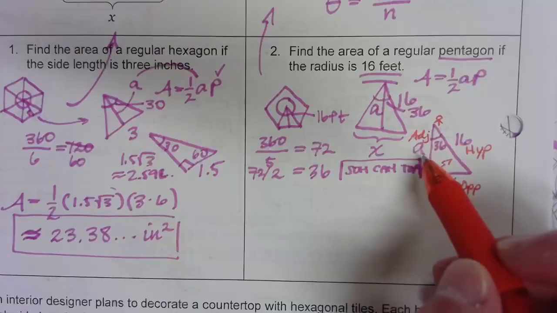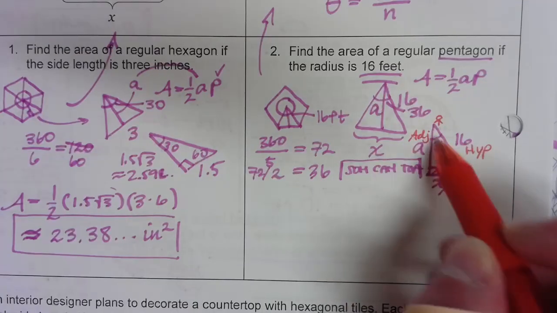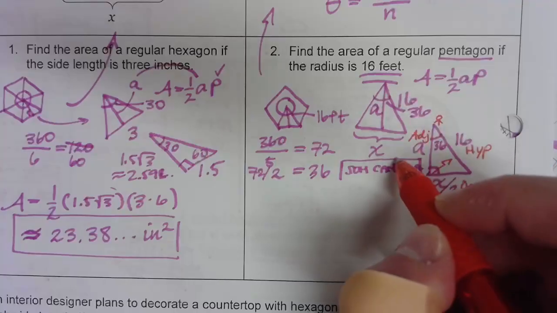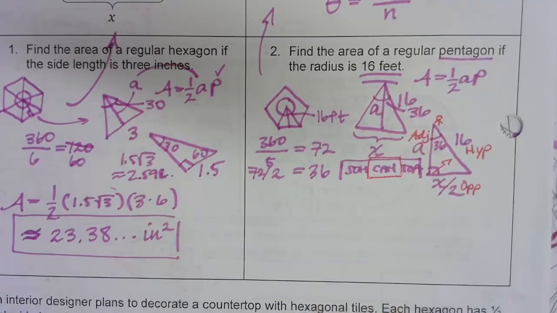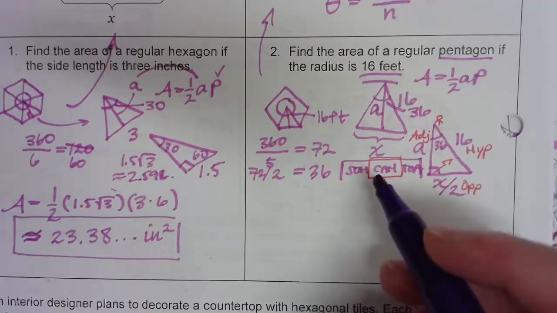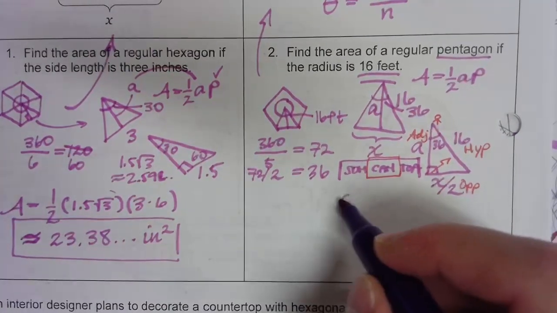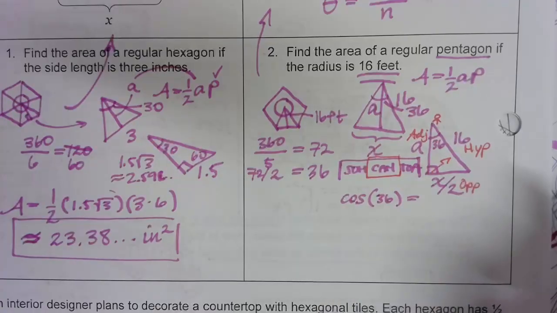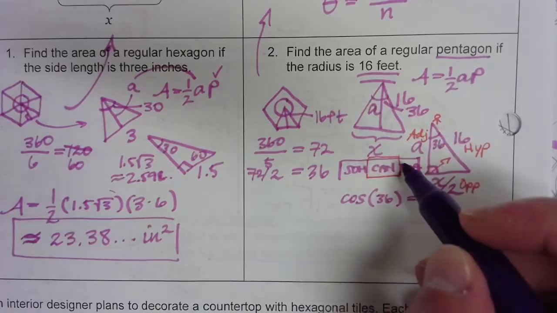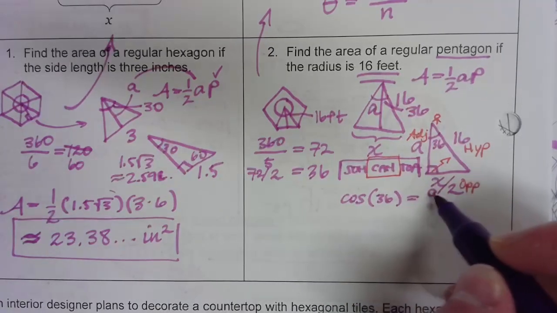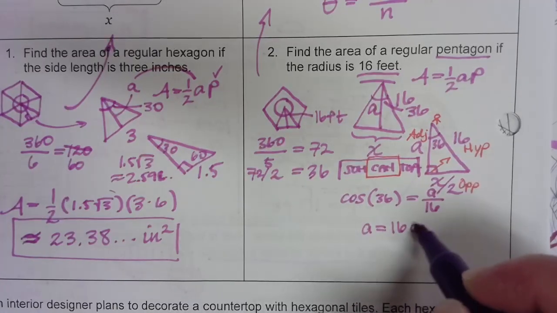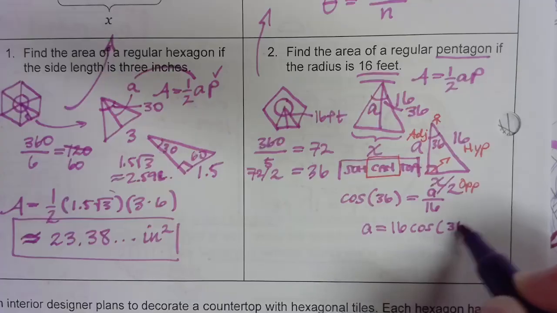So if I'm trying to find A, that's the adjacent side, and I have 16, that's the hypotenuse, it seems like I'm best suited by CAH, or cosine, to write my function. So now, to find the length of A, I simply write the cosine of 36 degrees must be equal to, and in this case, that's the adjacent over hypotenuse, so that's A divided by 16. Solving for A yields 16 times the cosine of 36 degrees.